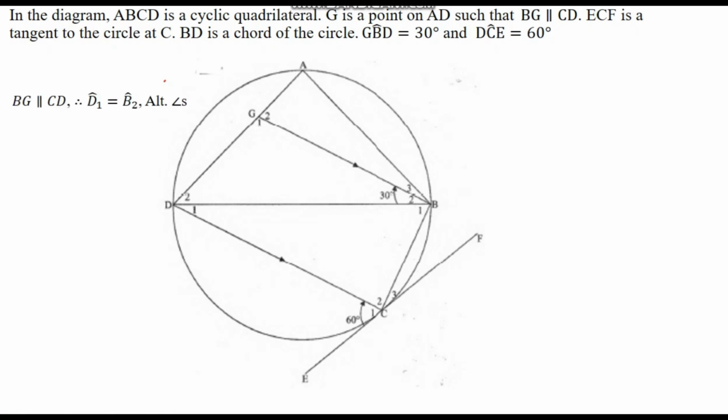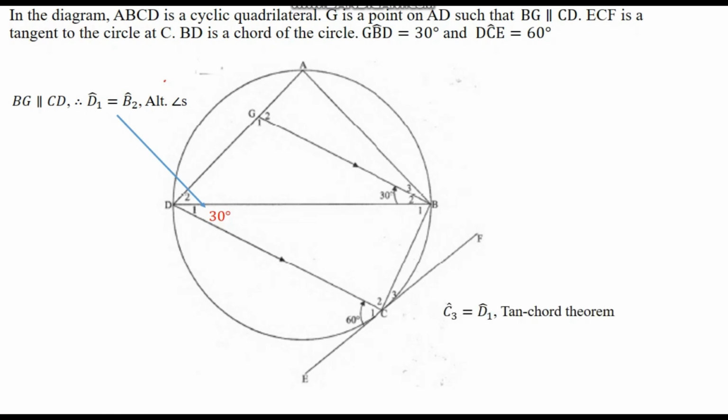Having the line BG parallel to line CD, we can see that angle D1 is equal to angle B2 because these angles are alternate angles, which means that the magnitude of angle D1 is 30 degrees. And then we indicate in our diagram that angle D1 is equal to 30 degrees.